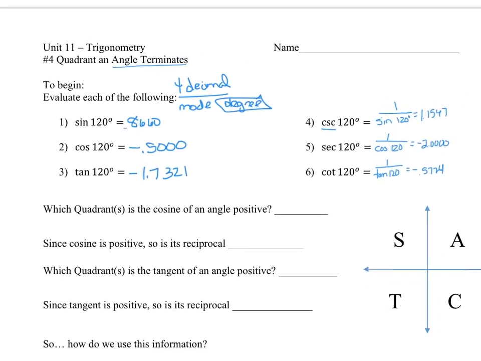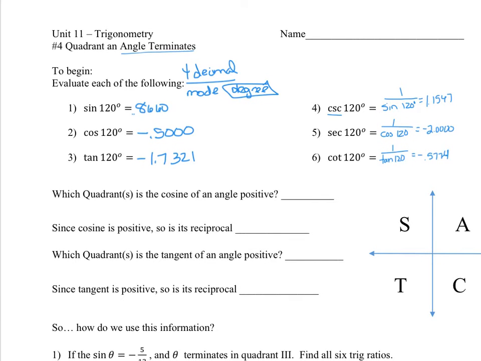Okay, so these are what we want to go over. Notice that these are all the same angle. It's all 120. But notice that sine is the only one that's positive in this spot. So take a second and see if you can figure out which quadrant cosine would be positive in, which quadrant tangent would be positive in, and see how that goes.